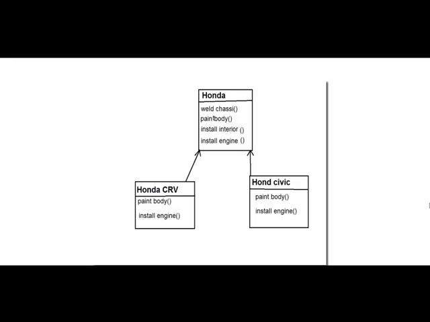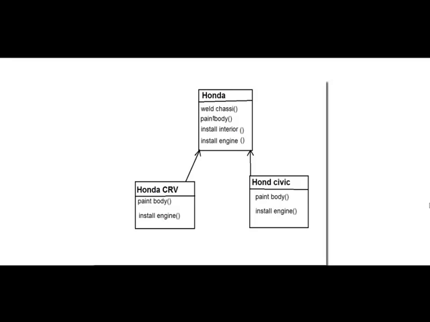As a real example, I decided to choose the car company Honda, and as you all know, Honda makes a lot of cars. For this example, I decided to choose two cars, Honda CR-V and Honda Civic. So the main company, Honda, when it makes any car, as I said before, has to go through four stages. The first stage is welding the chassis and then painting the body. After that, installing the interior and ending with installing the engine.